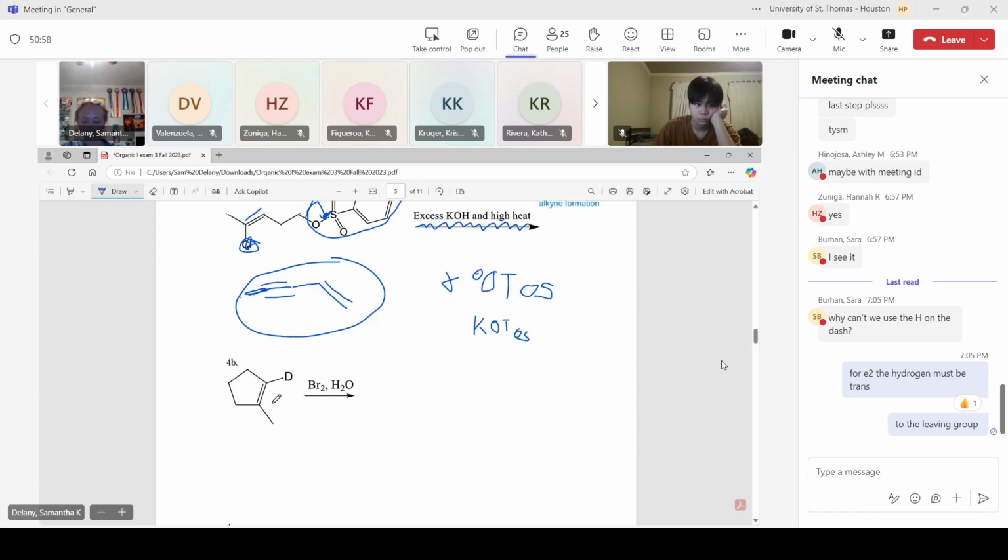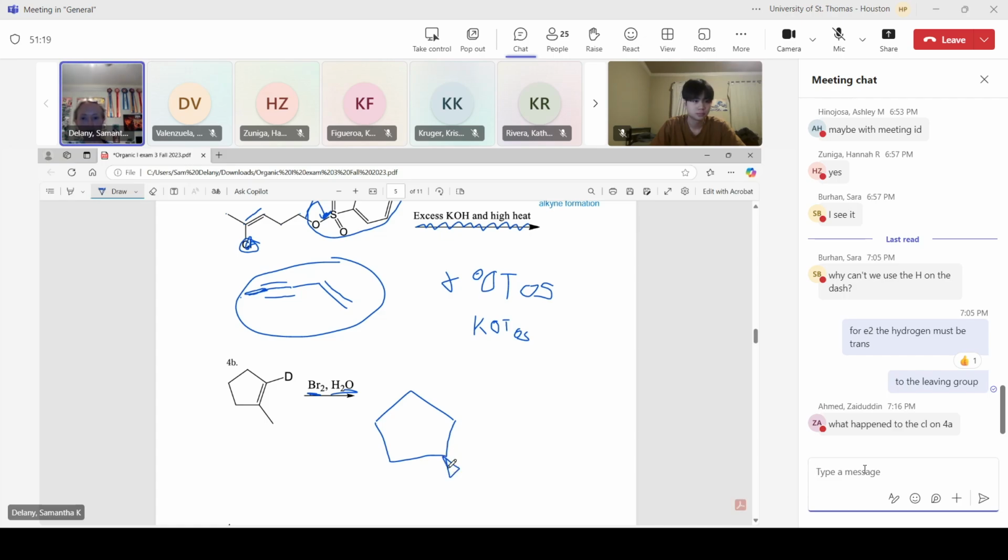All right, moving on to 4B, we've just seen this reaction. We just did a mechanism for it. So we have Br2 and H2O. So we could either form the halohydrin product or we could form a dibromide product. All right, let me show. Let's do the dibromide product first, just because that's easier. So we know we're adding 2 bromines trans.